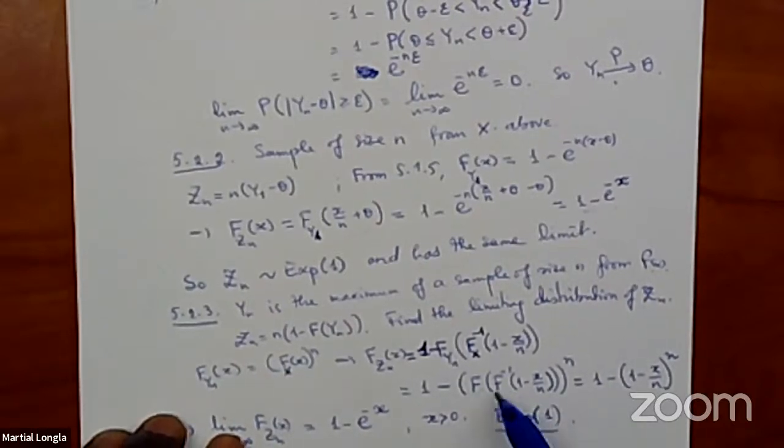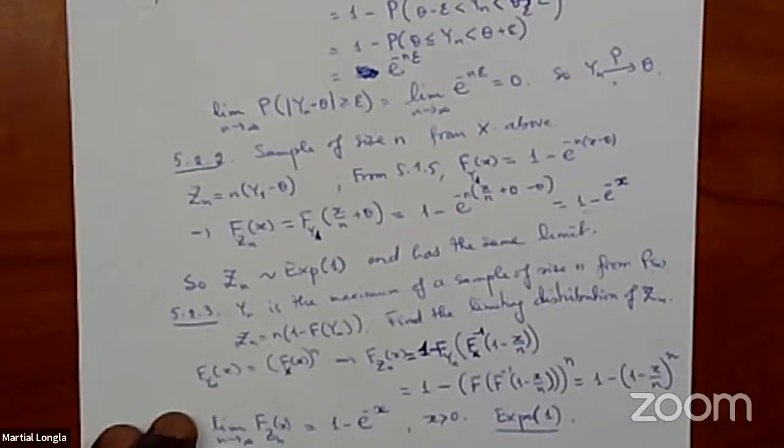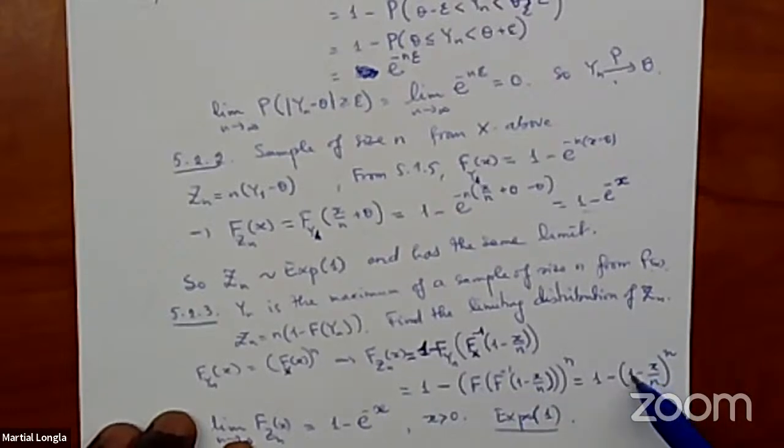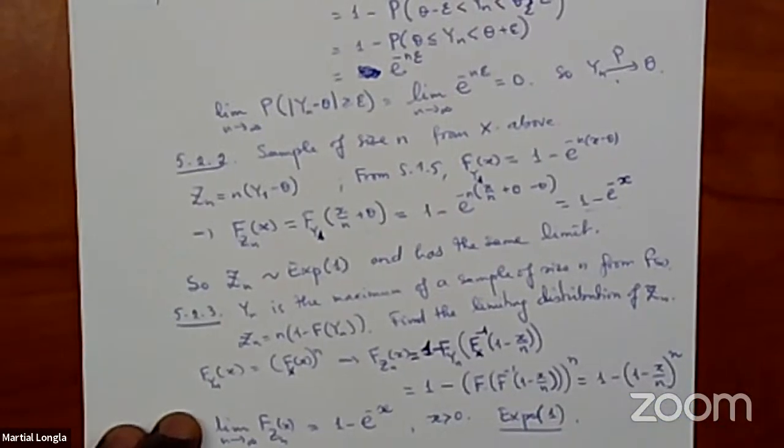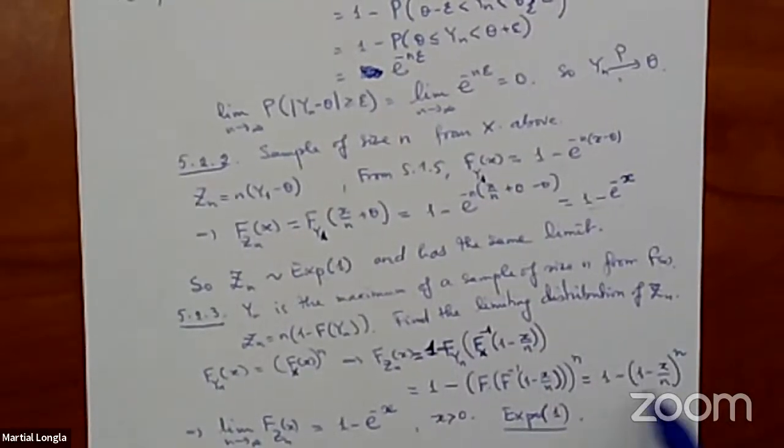Now when you do that, inside here what you have is capital F of f inverse of 1 minus x over n, and this is the inverse of that function. If you compose a function with its inverse, you get the identity. So this is just 1 minus x over n. Therefore, raising it to the power n, you get this.